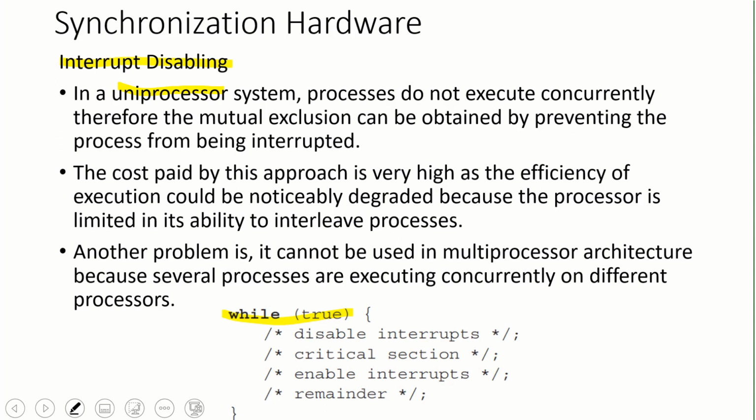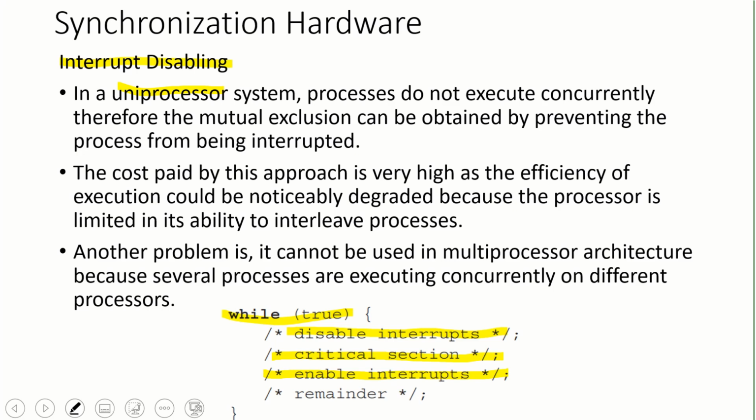So if process P1 wants to access a critical section, first thing it will disable all the interrupts from different processes. So other processes will not be able to enter the critical section. When P1 is executing the critical section, no other process will be able to enter. After P1 completes its task in the critical section, it will enable the interrupts so that the next process can enter the critical section.